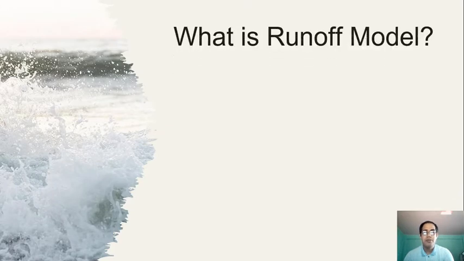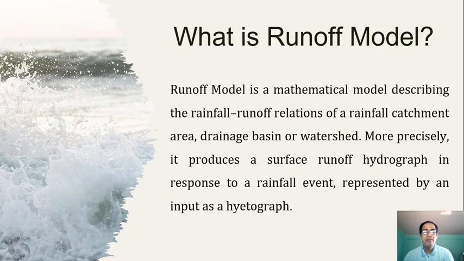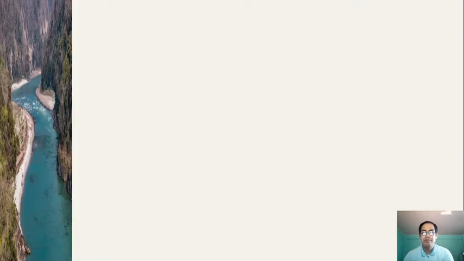What is a runoff model? A runoff model is a mathematical model describing the rainfall runoff relations of a rainfall catchment area, drainage basin, or watershed. More precisely, it produces a surface runoff hydrograph in response to a rainfall event represented by an input hydrograph.